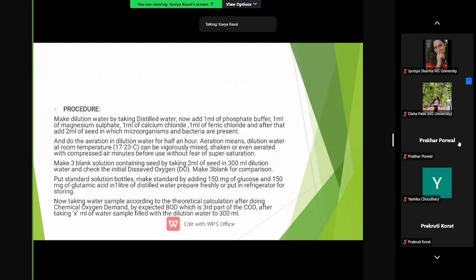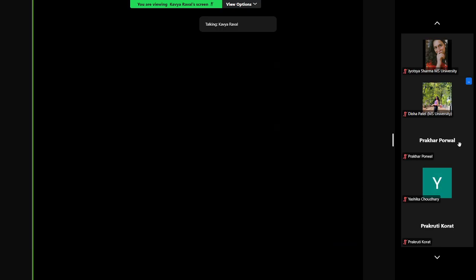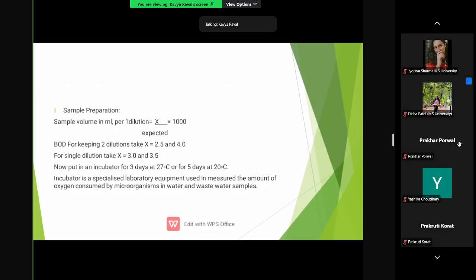Incubation. Samples are incubated for 3 days at 27 degrees or 5 days at 20 degrees. After incubation, final DO is measured and the difference between initial and final DO is used in BOD. BOD is calculated using the difference between initial and final dissolved oxygen value with correction for seed control when required.